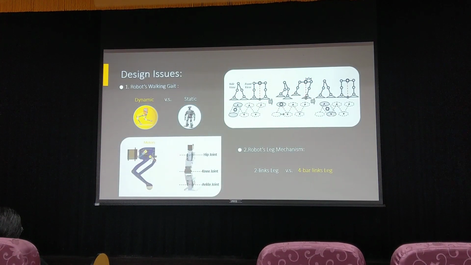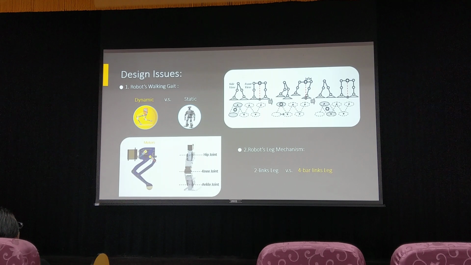In terms of design, there are two points I want to point out. First is the robot walking gait. There are two types of robot walking gait. First is dynamic, which is like Casey, and second is static. Static walking gait is where in each phase of the walking cycle, the robot's center of mass will be inside the polygon formed by the contact points with the ground. So it will be stable, but it cannot walk really fast.